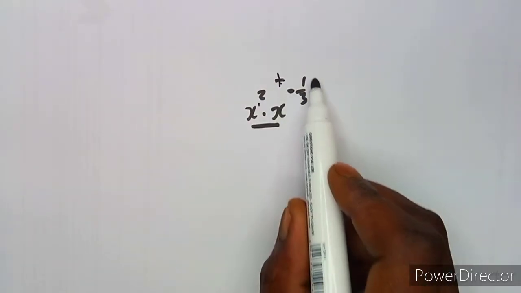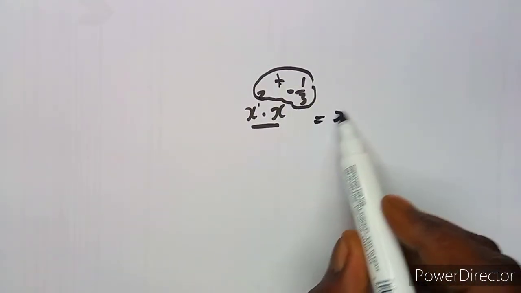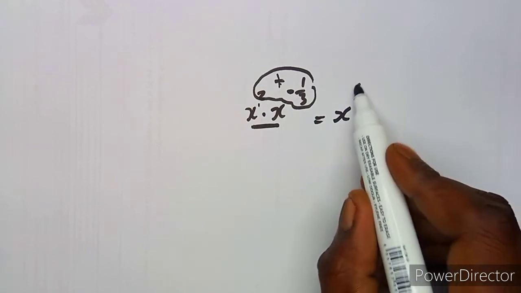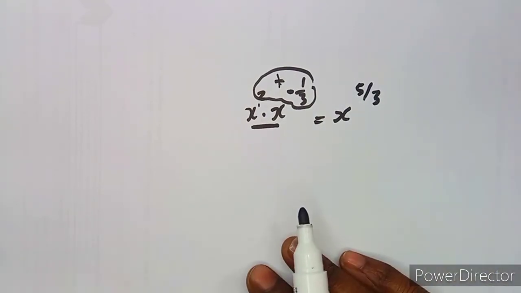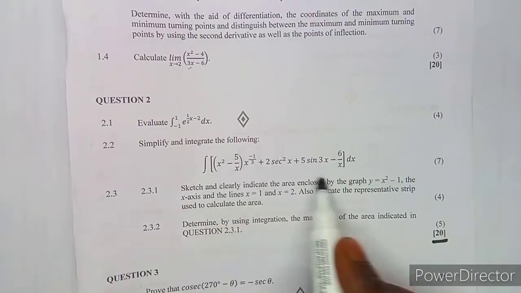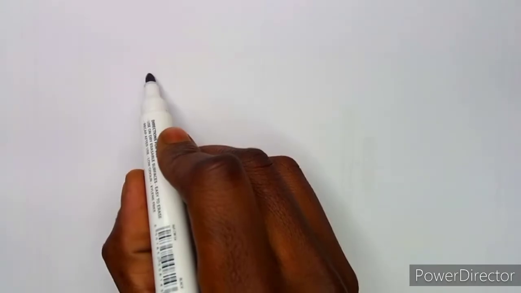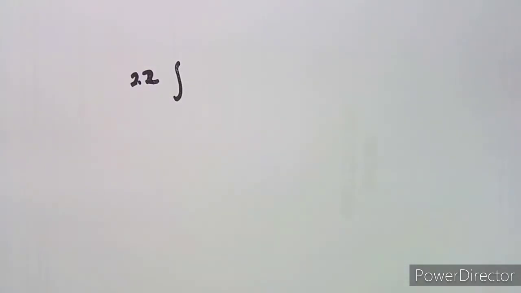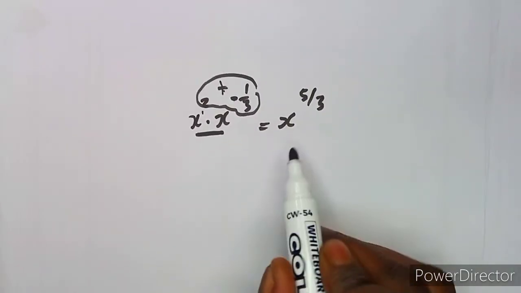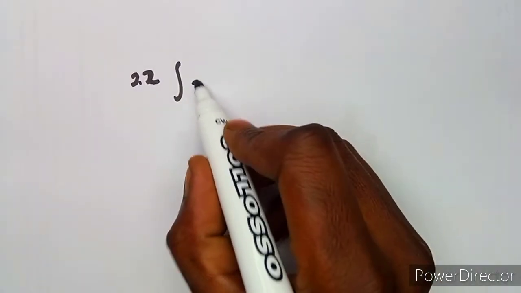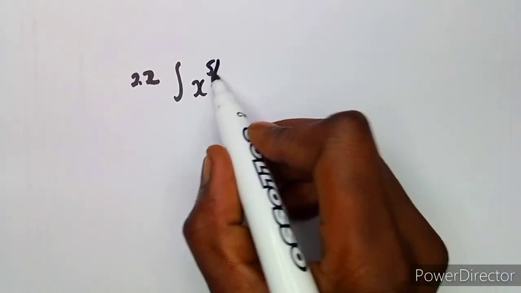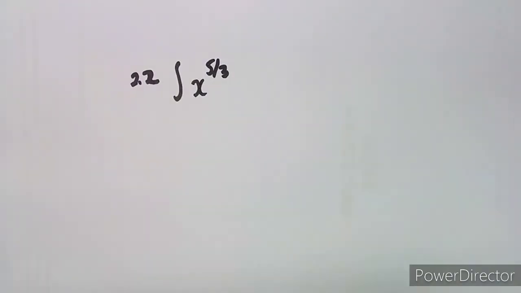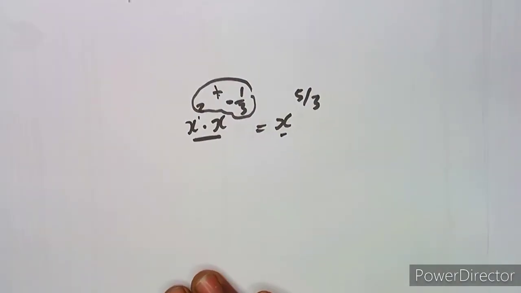So it's 2 plus minus 1, which is going to give us x to the exponent of 5 over 3. So that means I can now rewrite this integral aside like this. It's now the integral of this part that we obtained here, now as a single term, which is x to the exponent of 5 over 3. All right, we move on to another term.